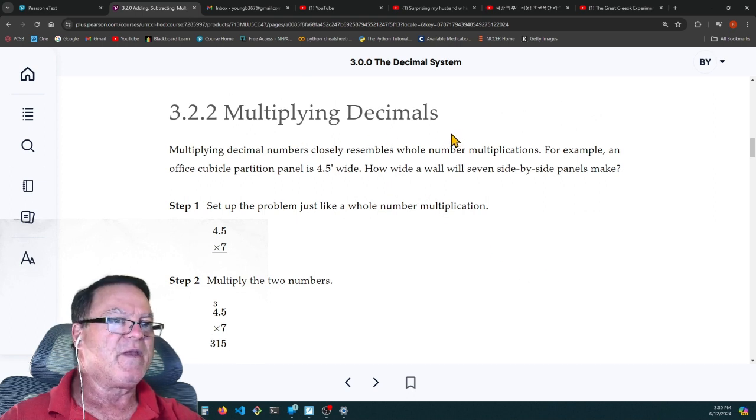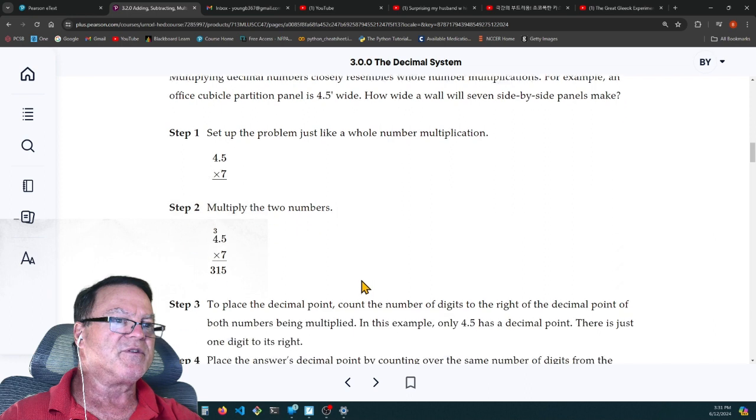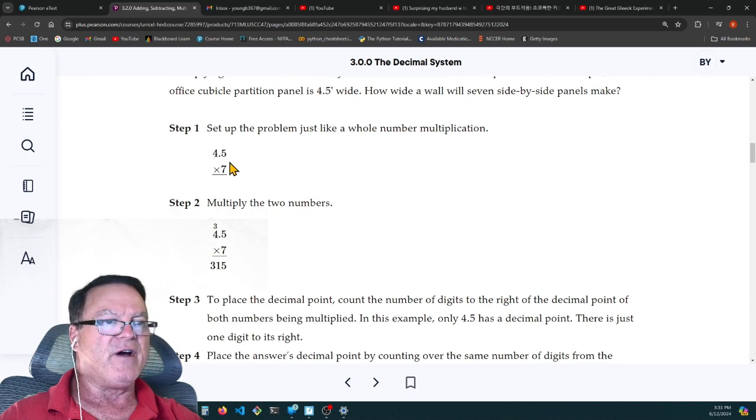Multiplying decimals. When we're multiplying decimals, we can ignore the decimal point. Write the numbers in digits. So 4.5 times 7, write the 7 below the 5. Multiply the two numbers as if you're multiplying 45 times 7. 7 times 5 is 35. Write the 5, carry the 3. 7 times 4 is 28, plus 3 is 31. 315. Now, count the decimal places.